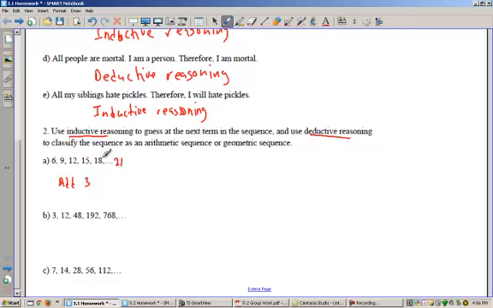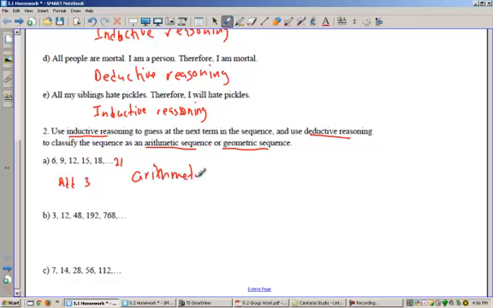And then I classify the sequence as either arithmetic or geometric. And so this is an example of inductive reasoning. I look for a pattern and I see this pattern of adding 3, so it's 21. It's sort of the specific cases, and I go towards the general. And then I classify it. Since I'm adding 3, I know that this is an arithmetic sequence.